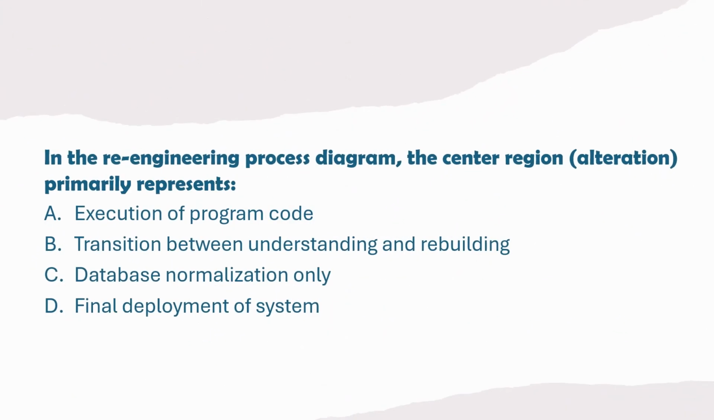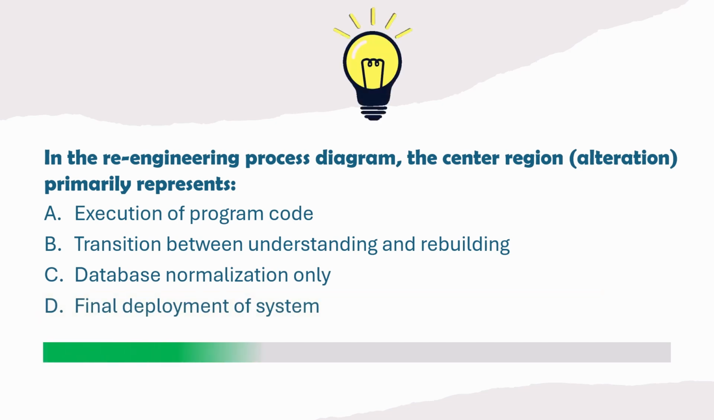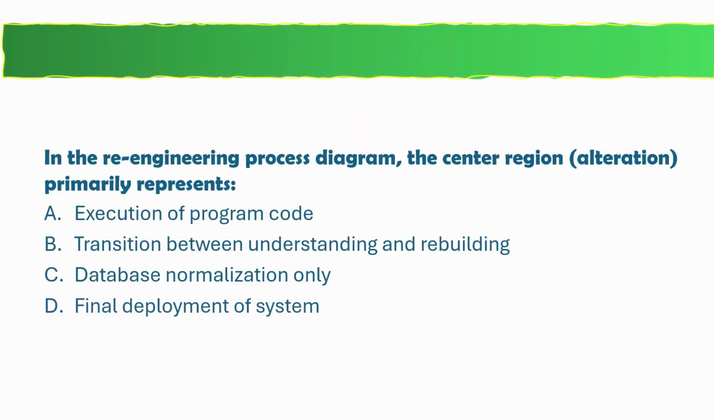In the re-engineering process diagram, the center region, that is alteration, primarily represents what? Here are the options: execution of program code, transition between understanding and rebuilding, database normalization, or final deployment of a system. So the correct answer is B.